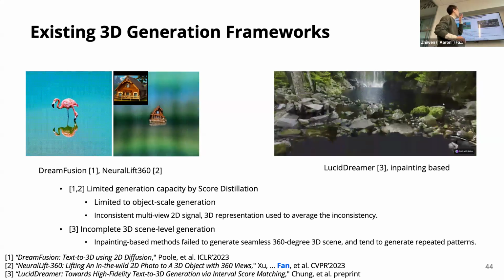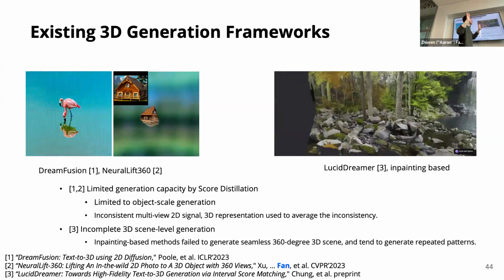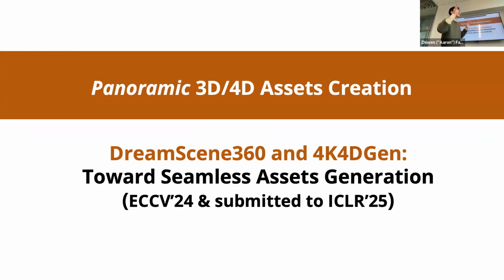But still, it's very difficult for the outpainting method to cover the entire 3D representation, the 3D world. That's why we have to use the explicit panorama format. Then we will talk about DreamScene360 and 4K4DGen. The first paper, DreamScene360, was already accepted by NeurIPS this year, and it can generate a 3D panorama based on text descriptions. And 4K4DGen extends DreamScene360, and now we can generate a 4D environment.